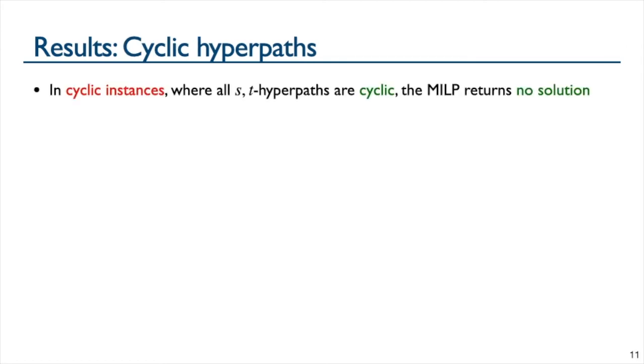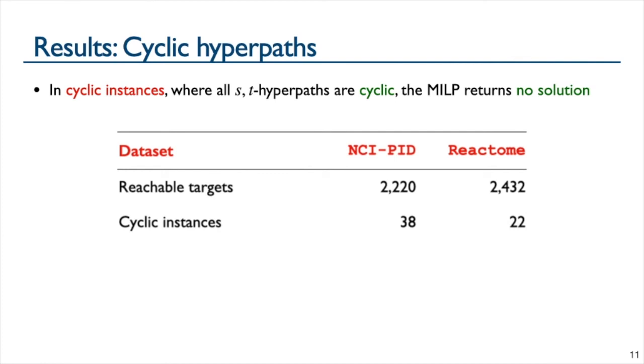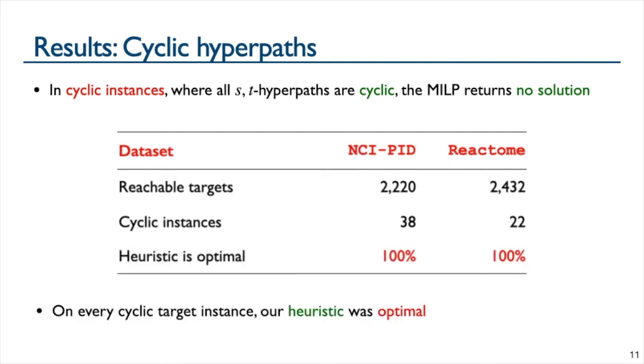In cyclic instances, where all ST hyperpaths are cyclic, the MILP returns no solution because no acyclic ST hyperpath exists. Looking again at the reachable target instances, we see that there are many cyclic instances. In all of these cyclic target instances, our heuristic is optimal, which we proved by enumerating all hyperpaths, choosing the shortest one, and comparing its path length to the heuristic. I will now highlight one of these cyclic instances so you can get a feel of what these shortest hyperpaths look like.